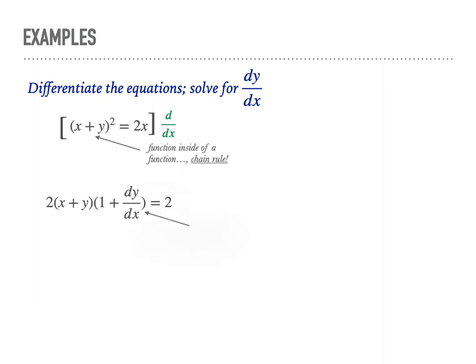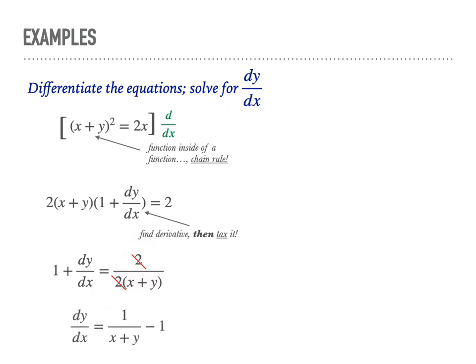And then now we have to isolate dy/dx. So first what we're going to do is divide both sides by 2 times (x + y), cancel out those 2's, and then move the 1 to the right-hand side. We get dy/dx = 1/(x + y) - 1.